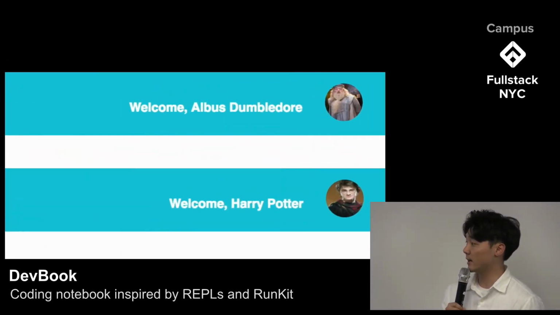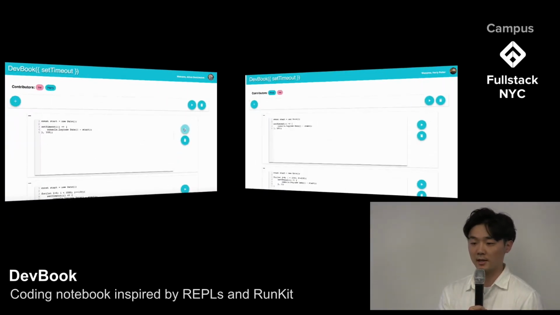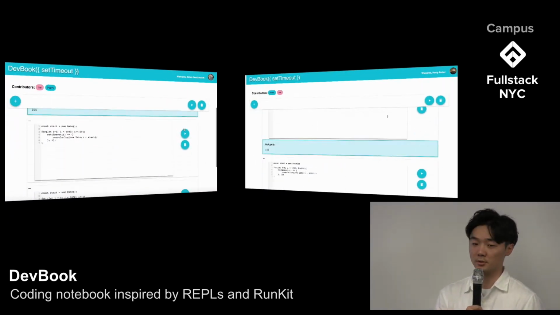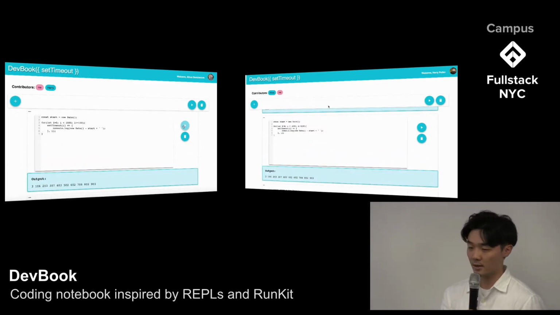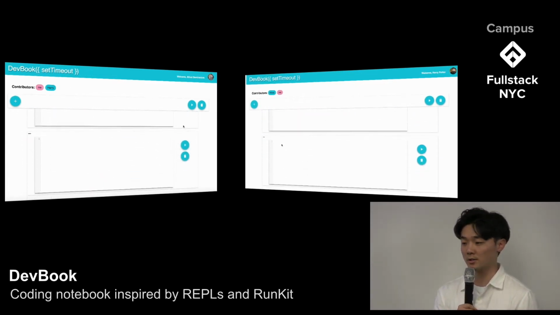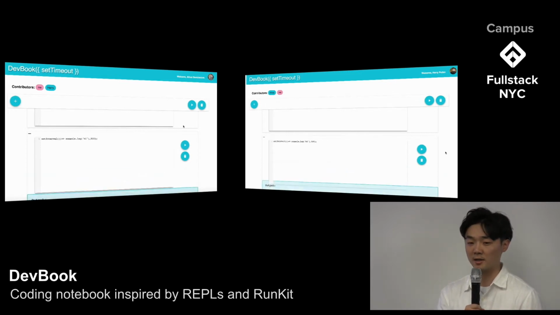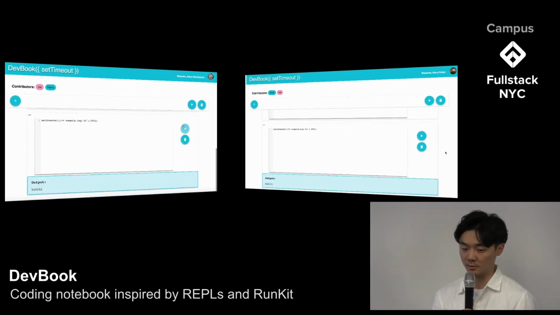Dumbledore clicks play and everyone sees the results. And here he allows Harry to contribute. Harry clicks play and they both get the result. By allowing the group to work on the same notebook in real time, Dumbledore can run his lecture interactively. And now Connor is going to talk about how this real-time interaction is possible.